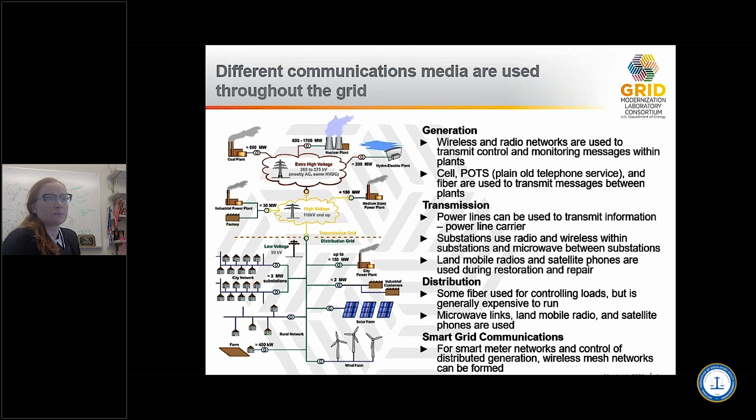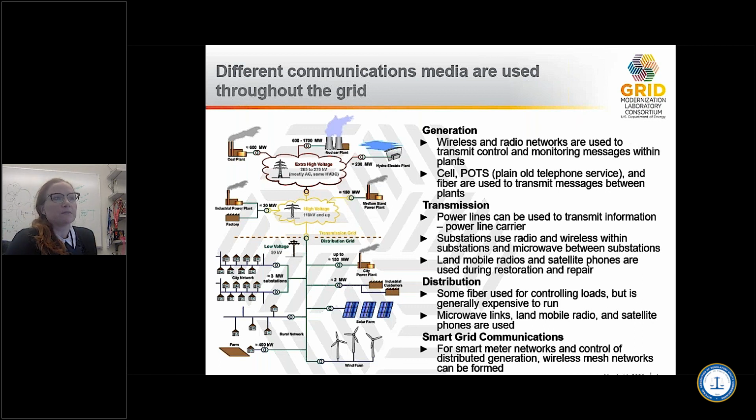When we start to talk about the transmission system, there's power line carrier systems where basically we can use the power lines to transmit certain amounts of information. There are various limitations and problems with using that, but it's used pretty commonly. Substations themselves can use various degrees of radio and wireless within them and between substations.